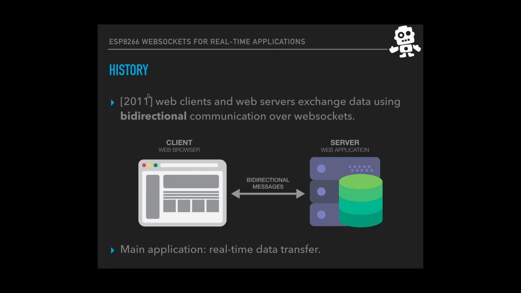Then in 2011, a new technology was introduced by the name of WebSockets, and what that allowed was for clients and servers to exchange data using bi-directional communication. What that means is that no longer did the client need to send a request to the server in order to get a response, but each one of them could send or receive data at any point in time using a WebSocket. And the main application for that was transferring data in real time.